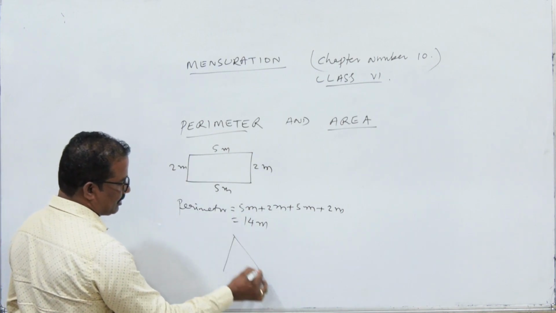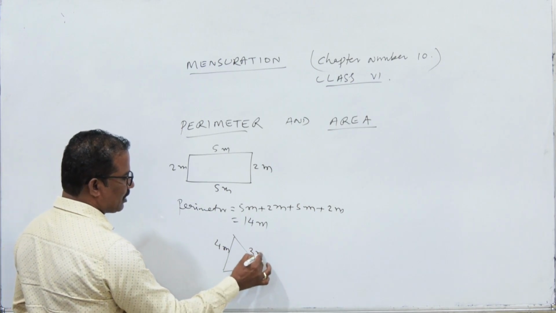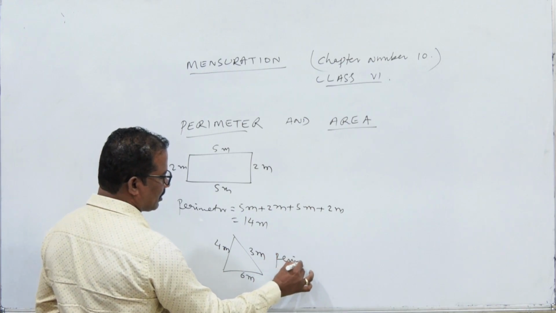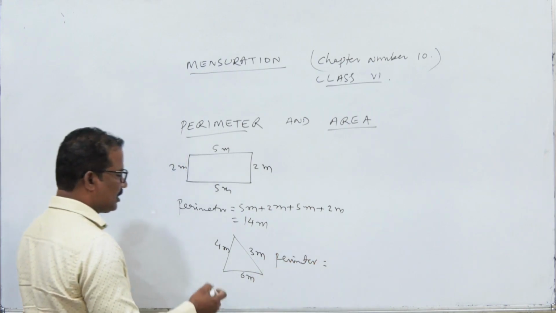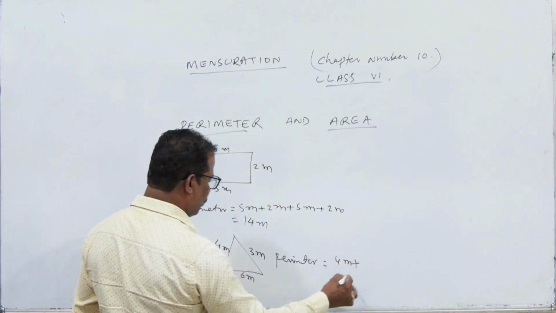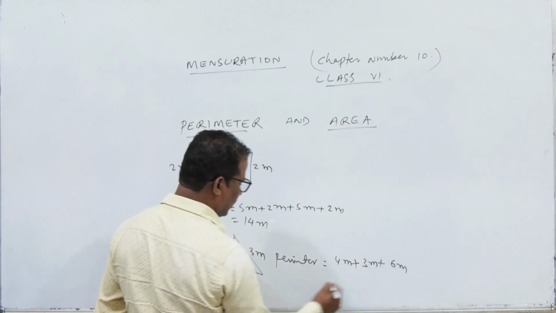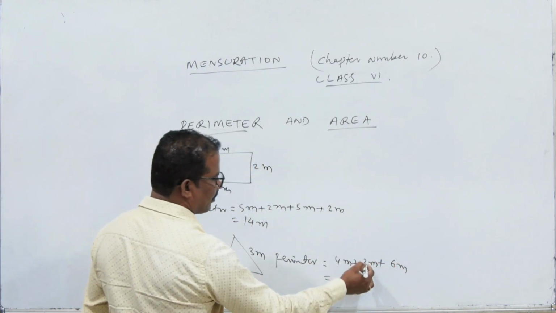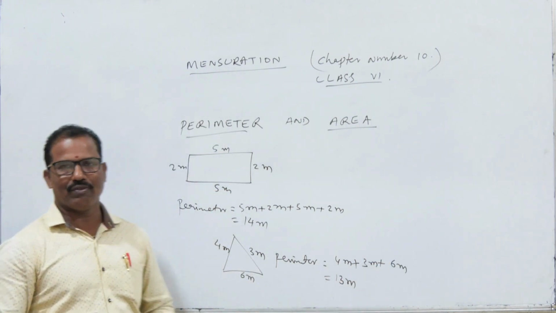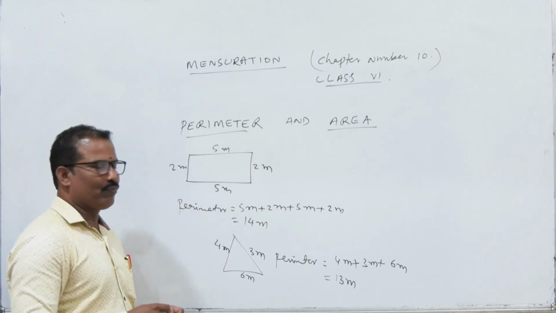Similarly, suppose it is a triangle whose sides are 4 meter, 3 meter and 6 meter. So the perimeter of this triangle is equal to this length plus this length plus this length. That is 4 meter plus 3 meter plus 6 meter, which is 7 then 6, it is 13 meter. Understand? In this way we can find the perimeter of any plane figure.